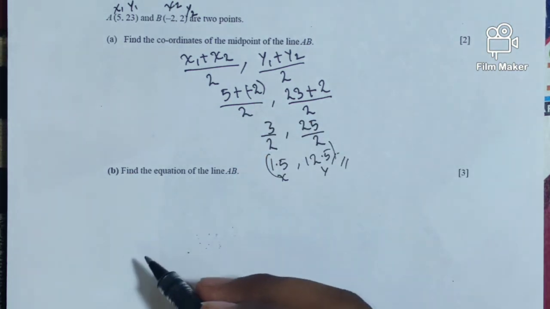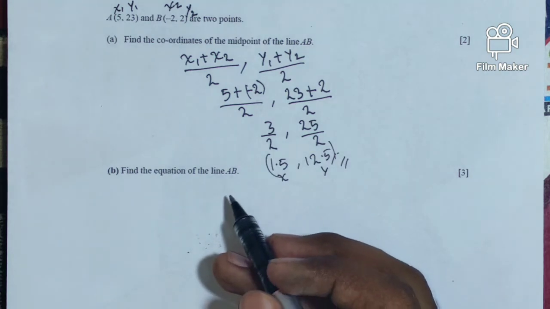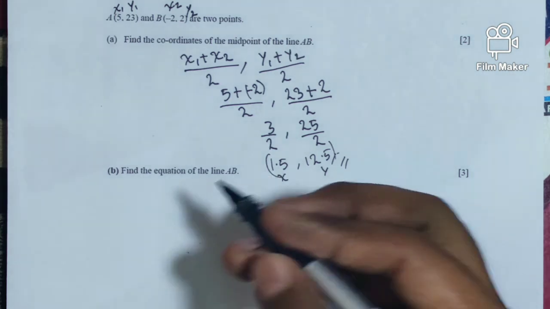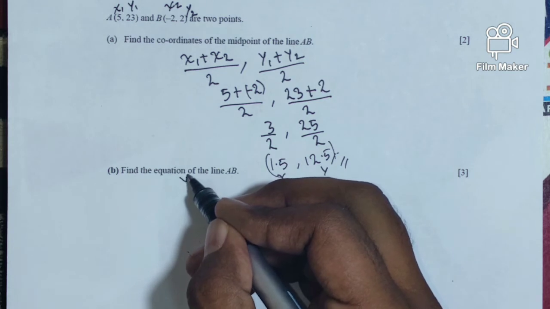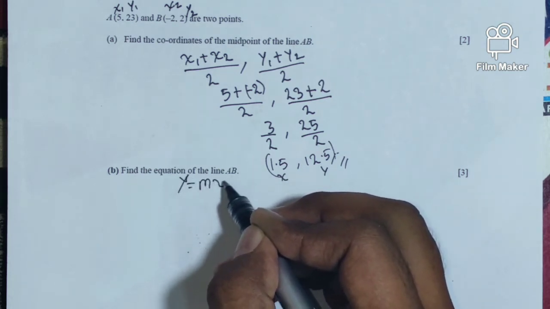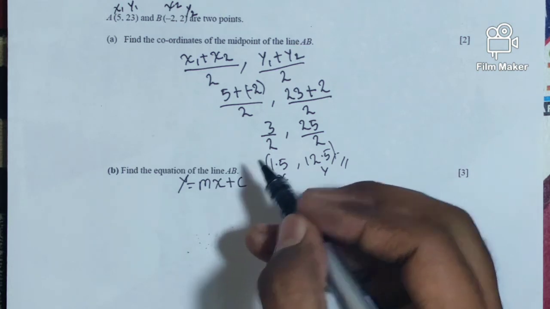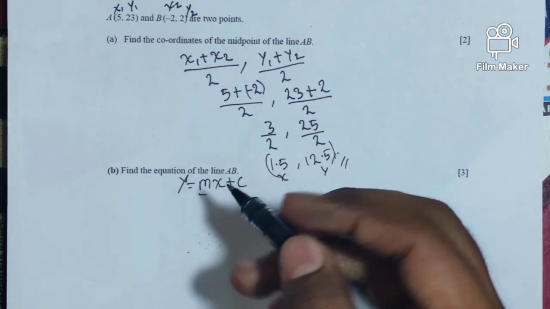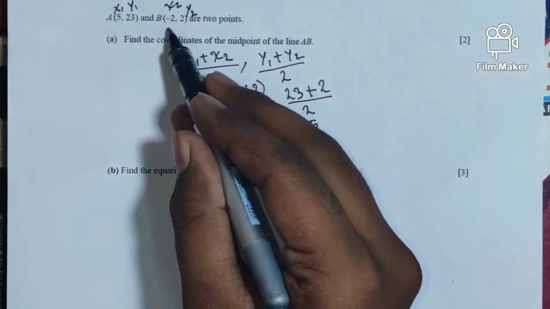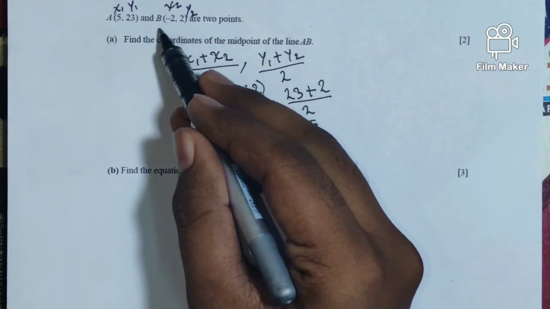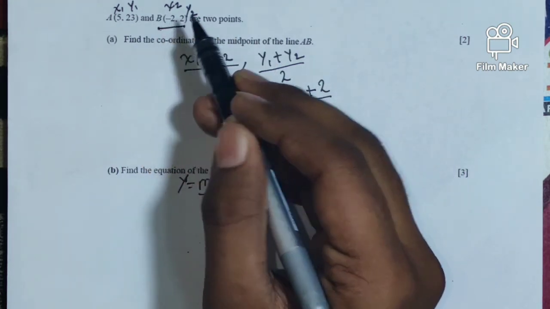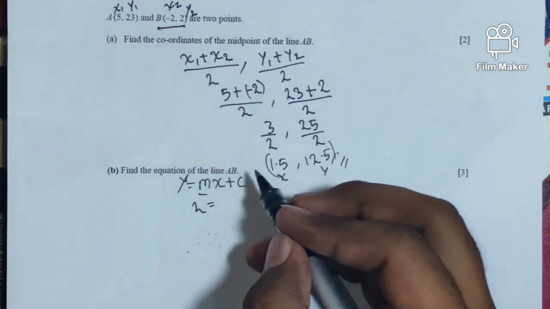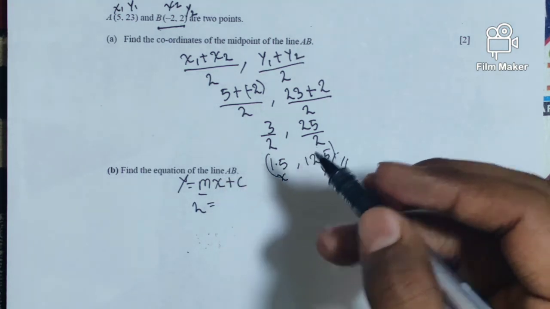Now the second part is to find the equation of the line AB. Let us take the format of the equation, y is equal to mx plus c, where m is the gradient and x and y are the coordinates. So let us substitute these values. We can take any of the coordinates, suppose we take the coordinates of point B, where y is 2. First we will find the gradient.